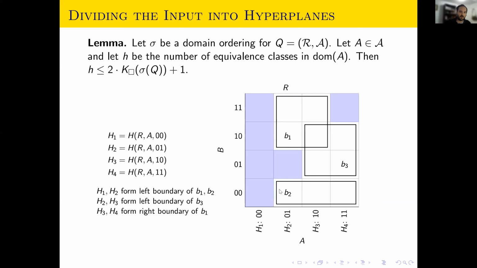The way we obtain this bound is by observing that for any 2 adjacent non-equivalent hyperplanes, the boundary of some box in the box cover must lie on the boundary between those 2 adjacent and non-equivalent hyperplanes. So in this example, you can see, for example, H1 and H2 are not equivalent, but they do indeed have the boundary of the box B2 lying on their boundary, and B1 as well, and so on.